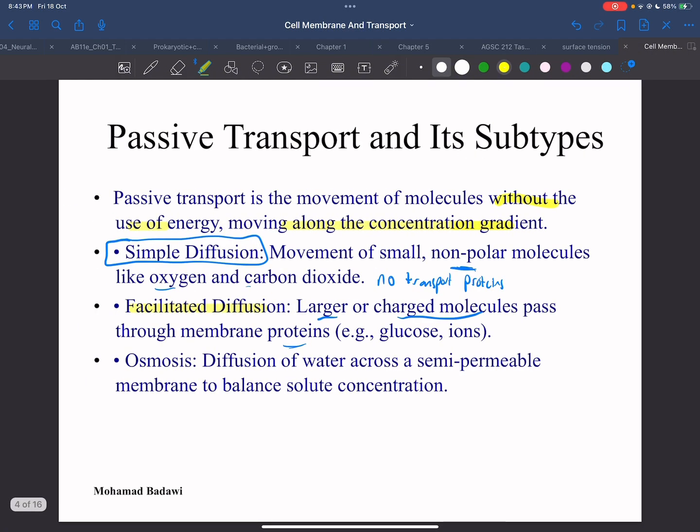And finally, we have osmosis. We're going to talk about osmosis later on, but know that osmosis is the movement of water molecules, H2O molecules. So only water moves in osmosis, and also know it's a passive type of transport, meaning no energy is required and it moves down or along a concentration gradient.